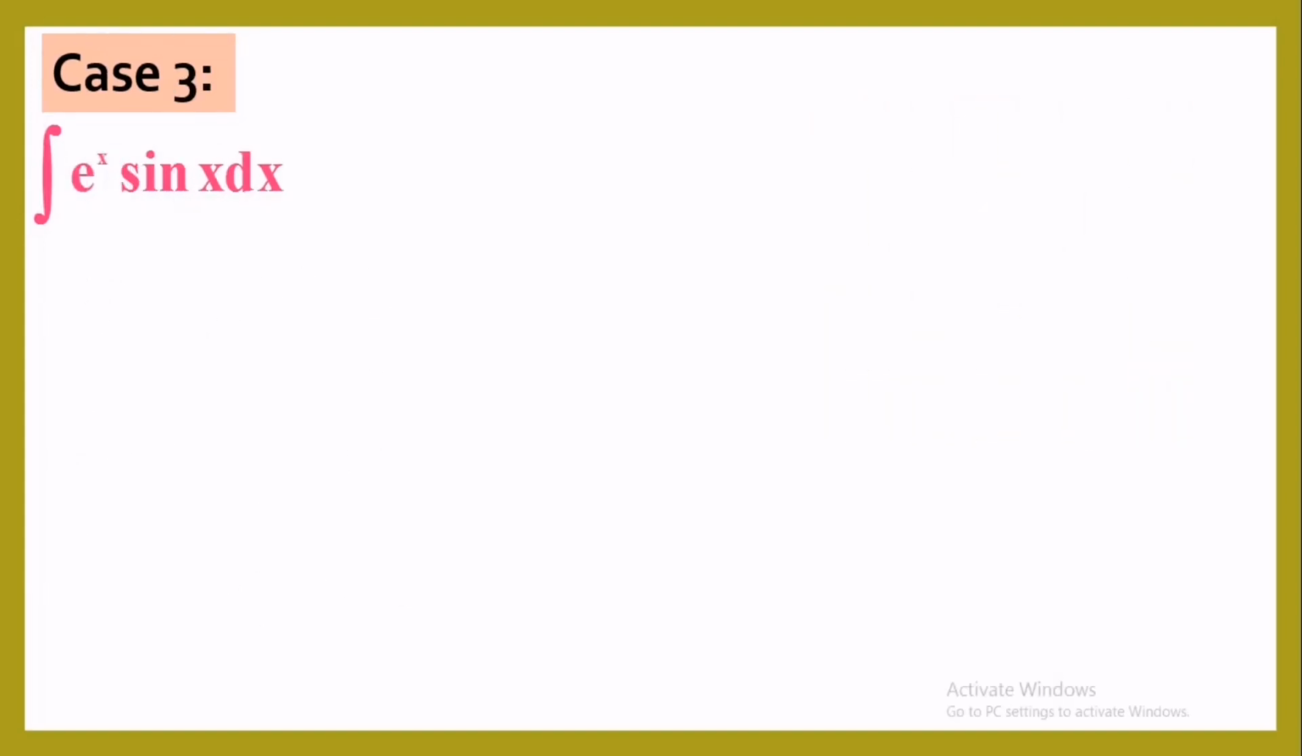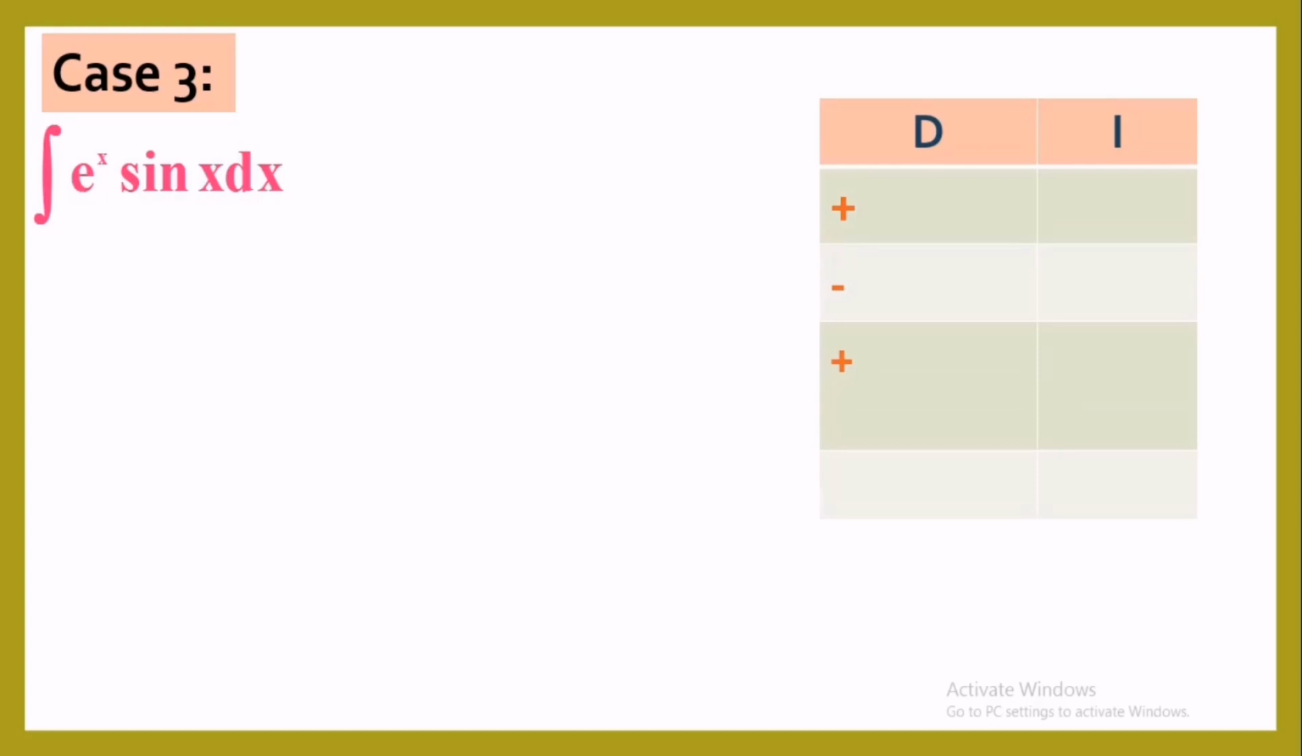Case 3. Integral e to the x sin x dx. In this case, you can take e to the x in the D column or the I column. Here take sin x in the D column and e to the x in the I column. Differentiate sin x until sin x appears again. The derivative of sin x is cosine x. The derivative of cosine x is minus sin x. Integrate e to the x, we get e to the x, e to the x.